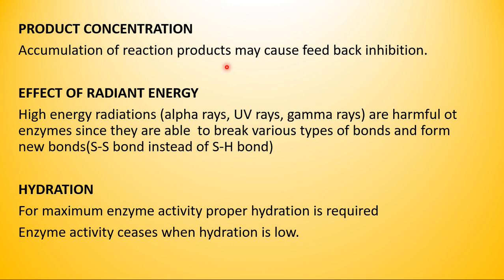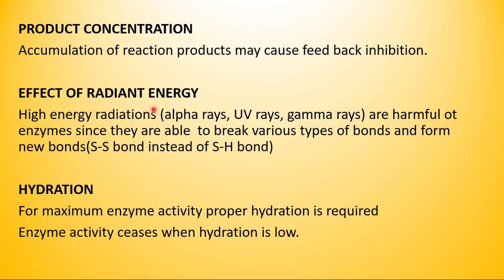In the same manner, if the enzymes convert the substrates into products in a large quantity, and if the cell does not require that much, obviously it is going to stop the enzyme activity. So how to stop this production? By stopping the activity of the enzyme. That kind of inhibition is called feedback inhibition. So too much product concentration also stops the enzyme activity.